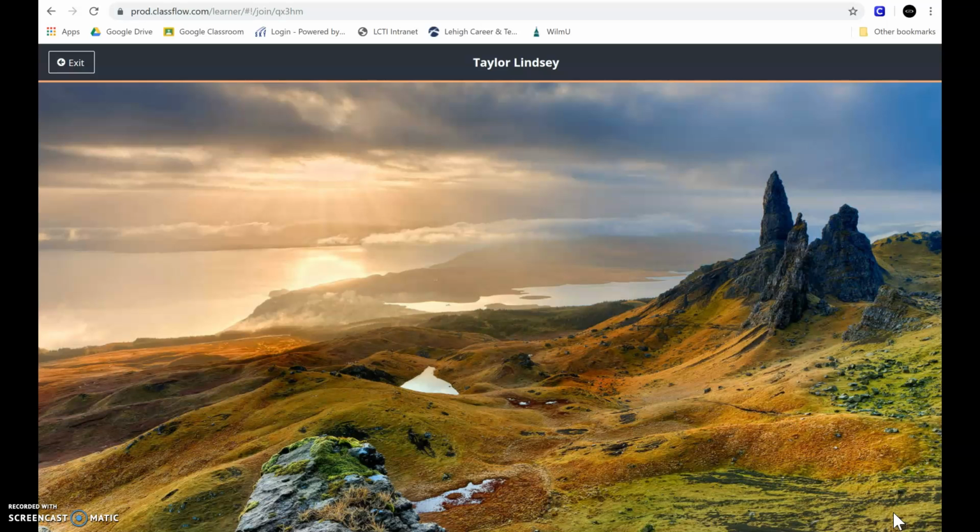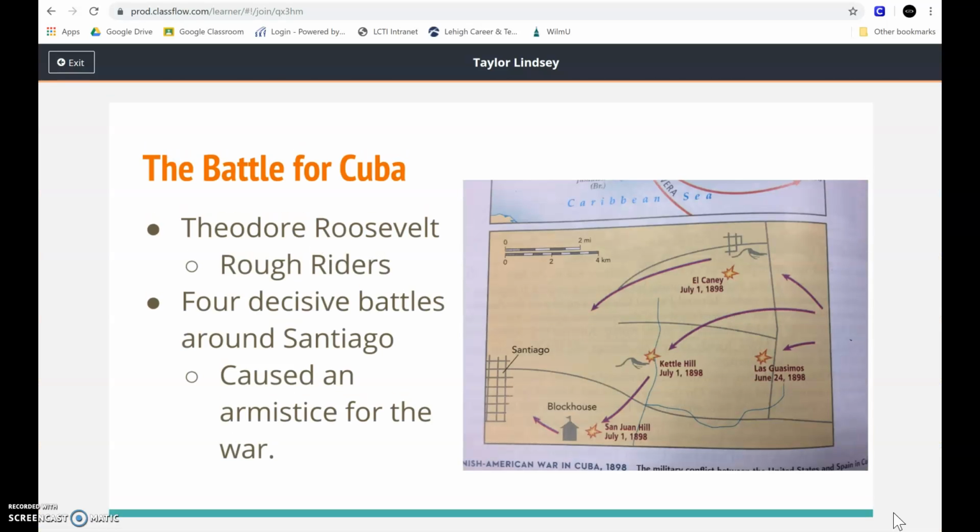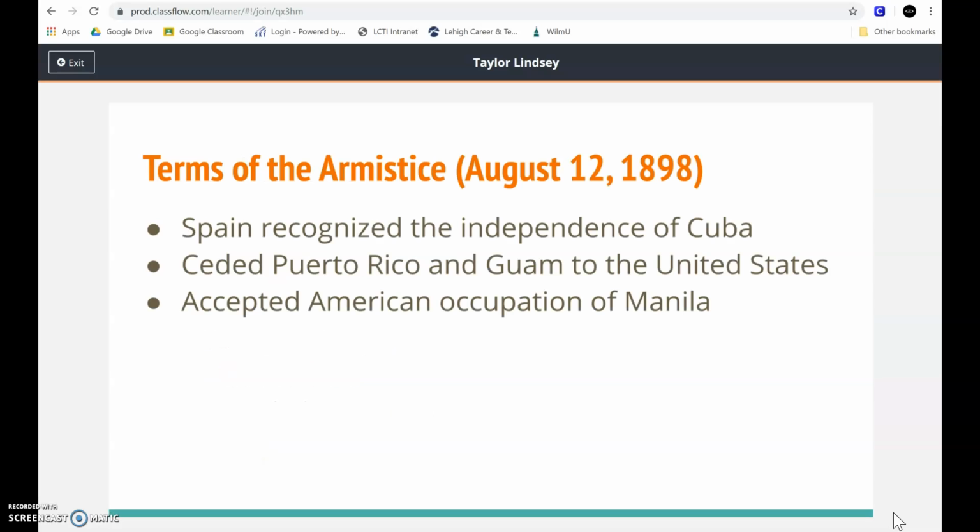Each time it does go to these nice little background info when you're waiting to share the screen. We talk about how Teddy Roosevelt rides in, causes an armistice. We then recognize Spain gains independence of Cuba, or vice versa, ceded Puerto Rico and Guam to the U.S. and accept American occupation of Manila. And that leads us into our next unit of the Philippine-American War.